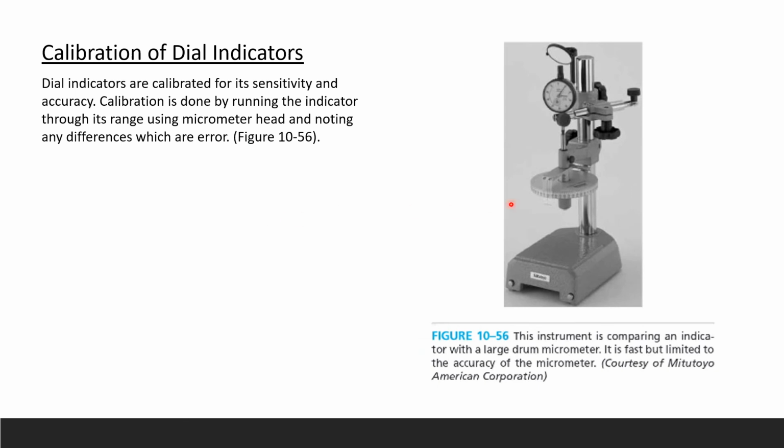Calibration of dial indicator. For calibration, dial indicators we calibrate for sensitivity, and also for accuracy. Calibration is done by running the indicator through its range using the micrometer head and noting any differences, which are error. So that's what we're doing in calibration: checking error and making your instrument as good as the standard, and making sure that it is reading the standard measurement.